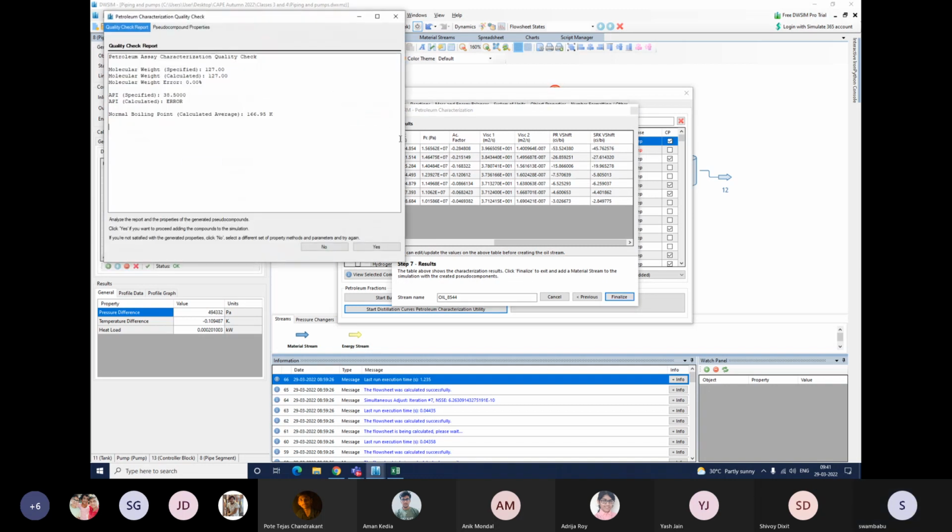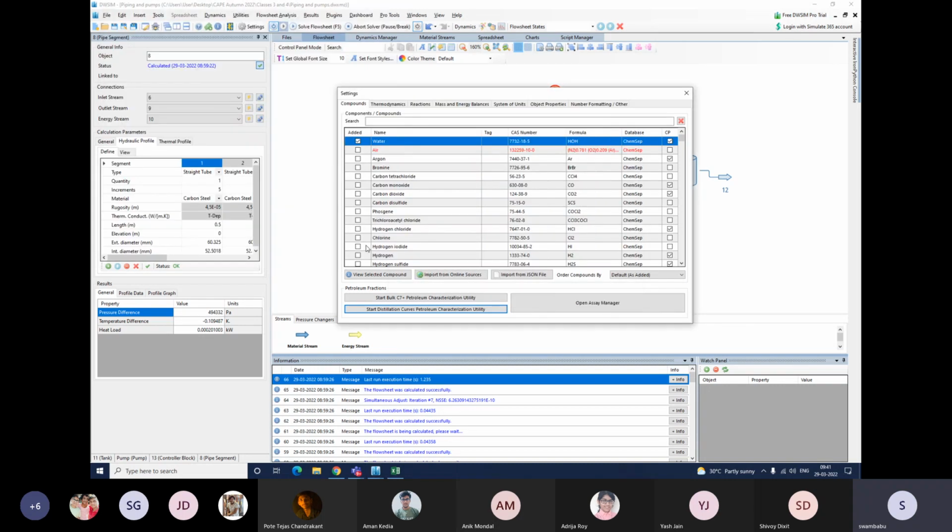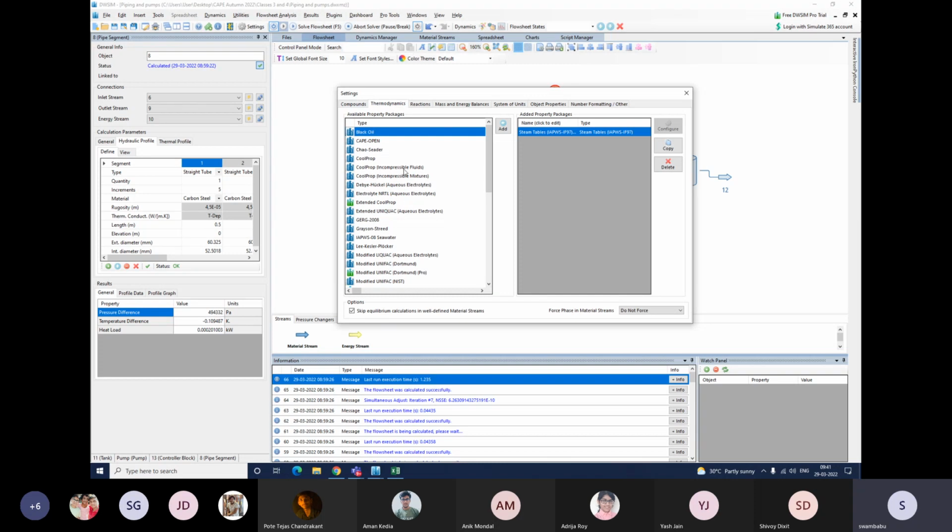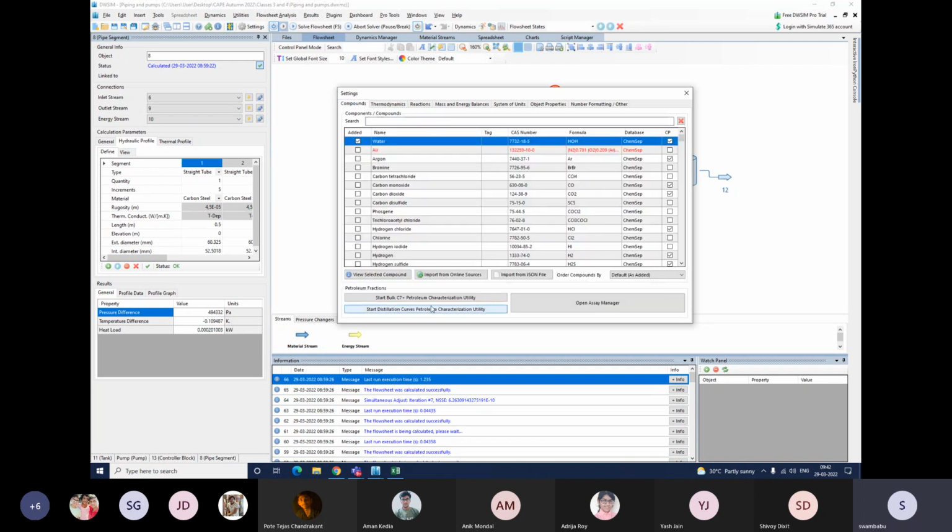So quality, like molecular weight, and this is the API value. This is the normal boiling point value. So this way we can define the components. Now we haven't taken a proper property package. We have taken the steam tables property package, but for petroleum components, the best package is the Peng Robinson property package. We can add it here. Then it will calculate properties in a better manner.